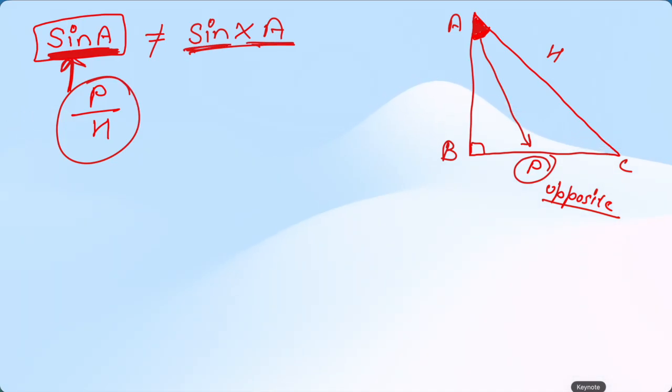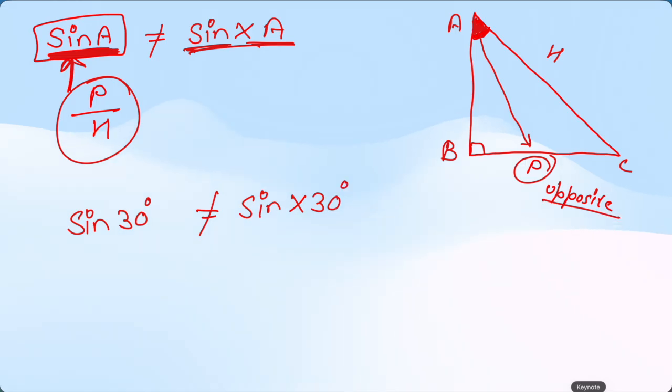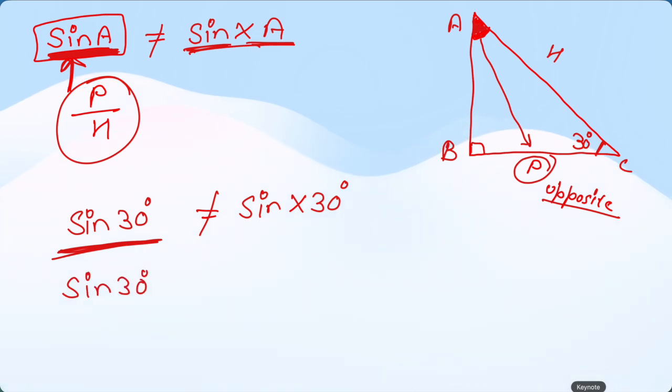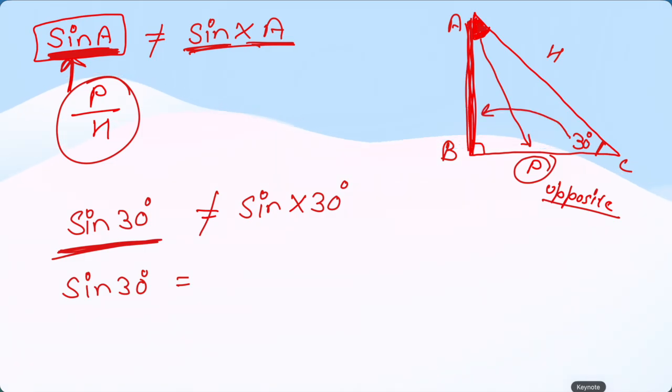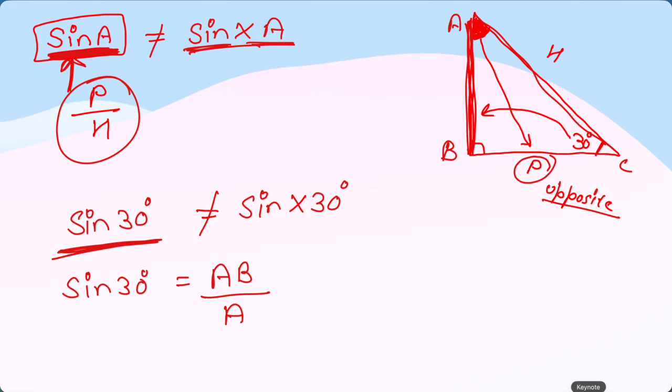So if I'm writing sine 30 degree, it is not equal to sine into 30. It says that if this angle is 30 degree, then sine 30 will be equal to AB, because this will be the perpendicular for this angle now. So AB by AC. Hope this is clear. Don't read sine 30 as sine into 30. This shows that for angle 30, the sine of this angle will be AB by AC.